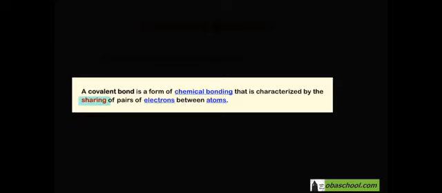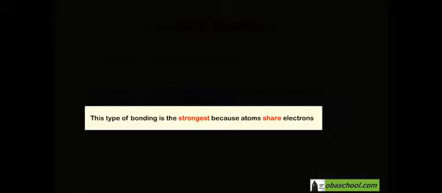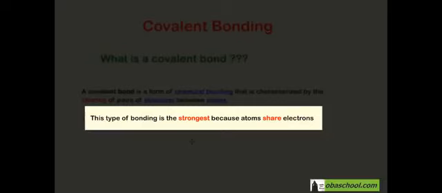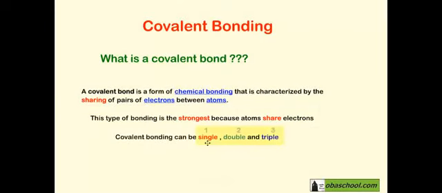So the key word here is sharing. There is no loss and no gain of electrons, but there is sharing of pairs of electrons between atoms. And this type of bonding, the covalent bond, is the strongest because atoms share electrons. Covalent bonding can be single, double, or triple. So it can be found as one bond, which is single covalent bond, double, two bonds, or triple, three bonds.